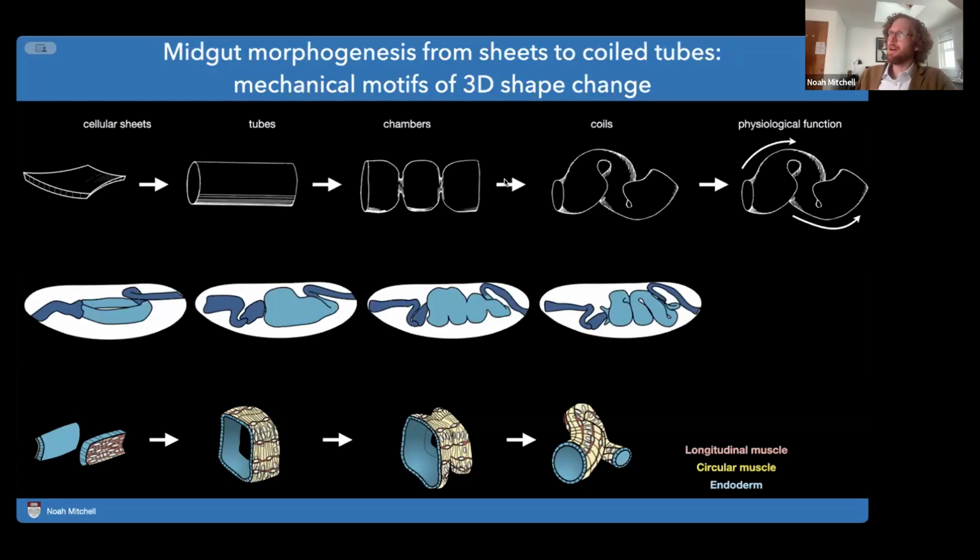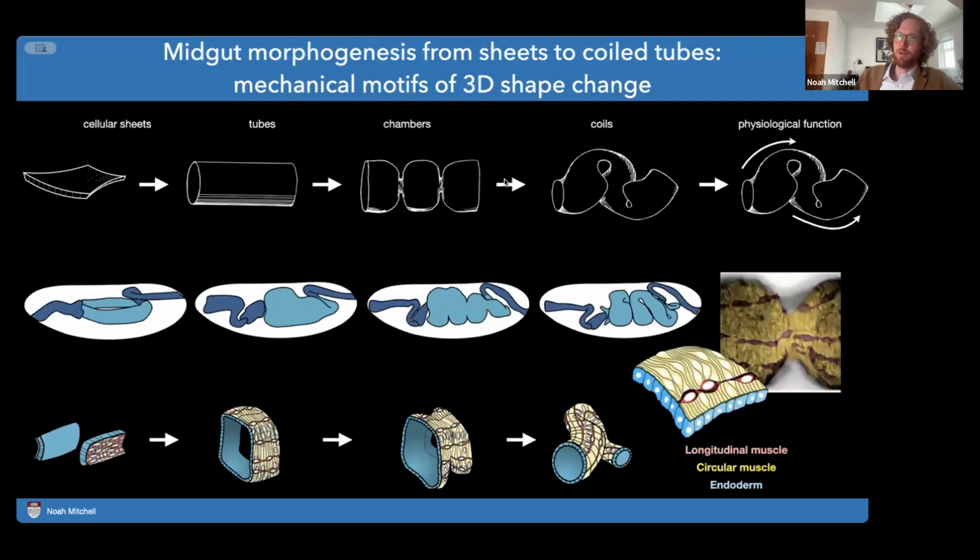So about half of my lab uses this model organ, and I think it's really great for studying each of these motifs in development.